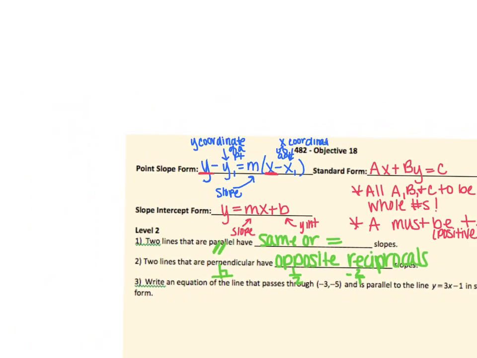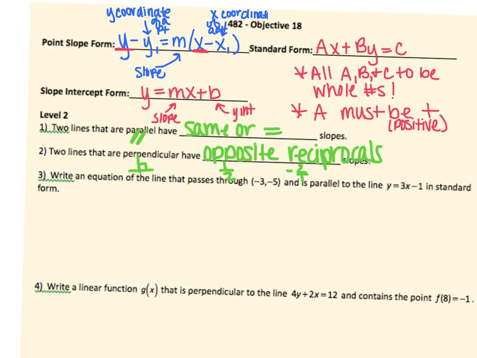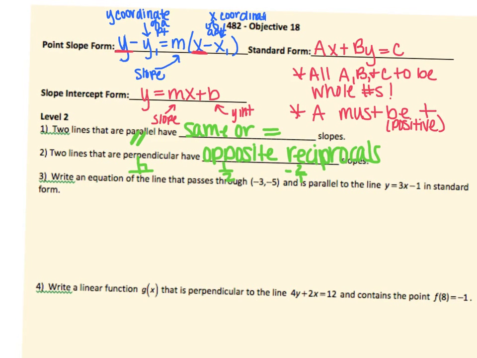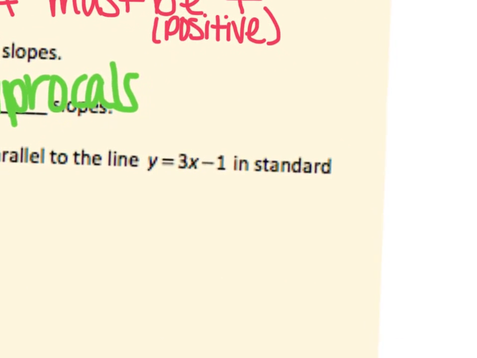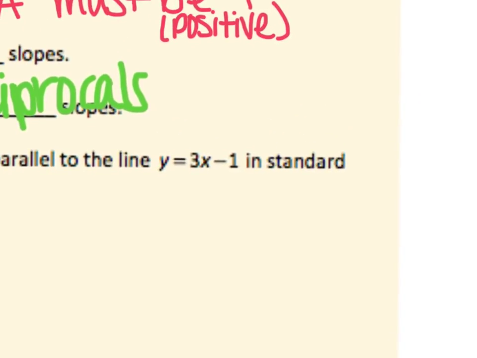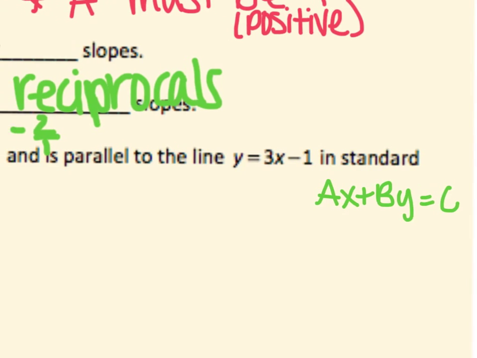Okay, let's look at 3 now. Write the equation of a line that passes through (-3, -5), and is parallel to the line y equals 3x minus 1 in standard form. Okay, so just a reminder, your standard form, what it was above, was ax plus by equals c, where a, b, and c are all numbers. So I don't know what those are, so again, I'm going to start in point slope form and figure out what I need to get there.